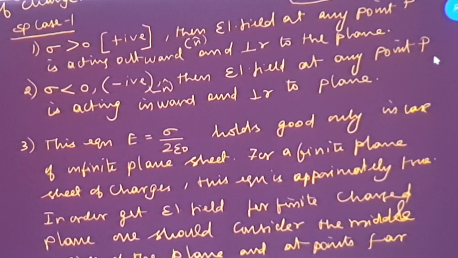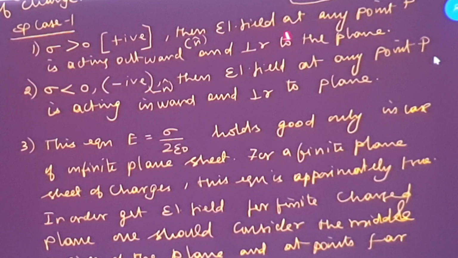Just consider special case number 1. If sigma, the surface charge density, is greater than 0, that is positive, then the electrical field at any point is acting outward, since it is positive. But in general, it is acting perpendicular to the plane. So if sigma is less than 0, then the charge is negative, and then it is acting inward, but perpendicular to the plane.